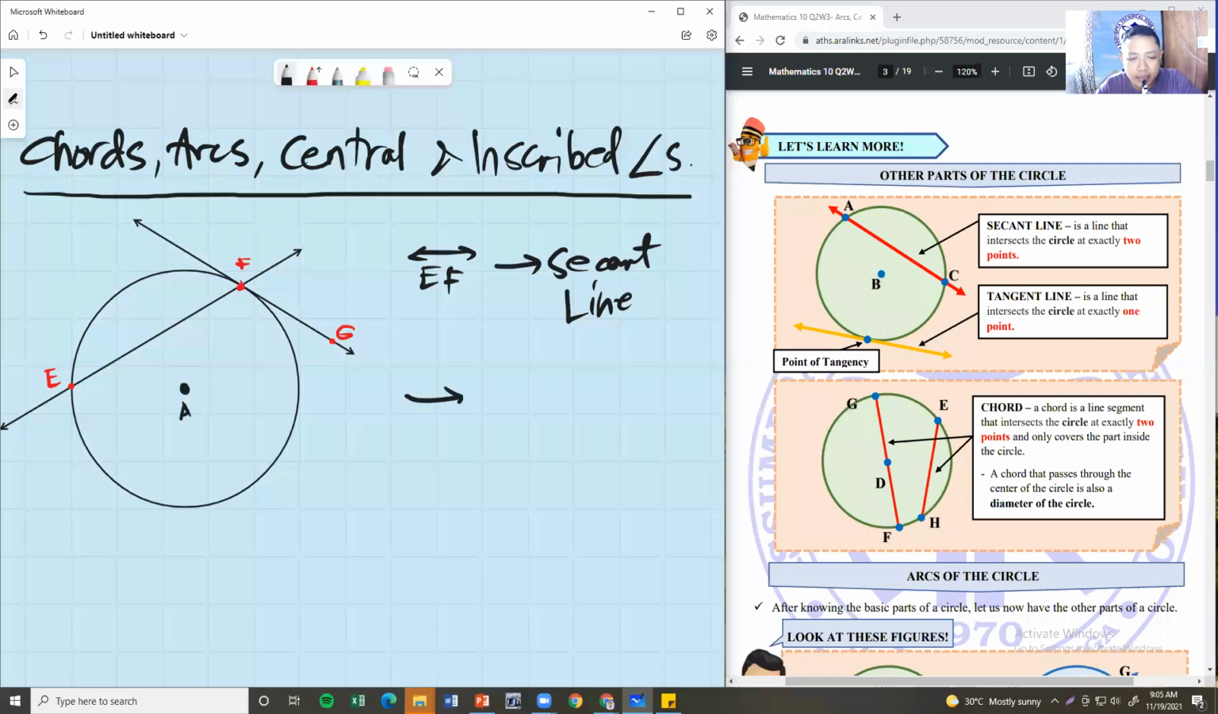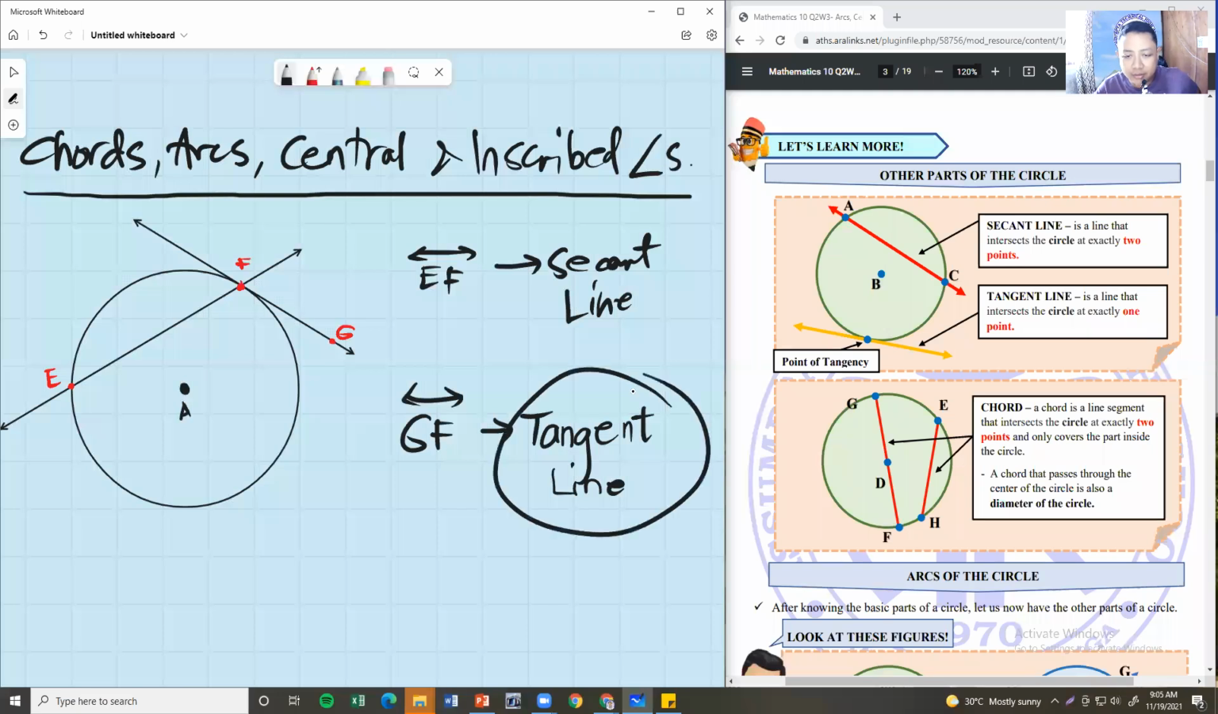What about line GF? What do you call line GF? Type it in the chat box. Good. That's called the tangent line. Why is it called the tangent line? How many points of intersection are there when a tangent line intersects a circle? Okay, it's just one. Very good.